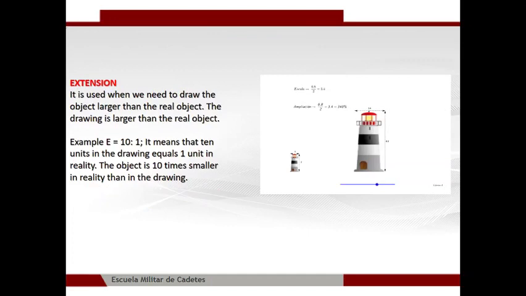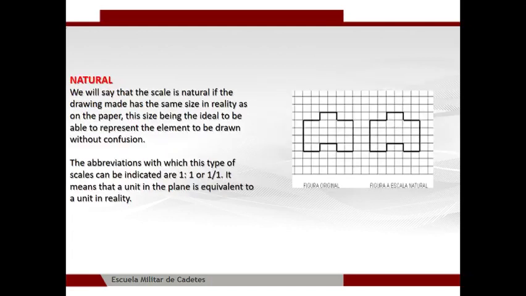Magnification, E greater than 1. The dimensions of the object are too small and the drawing should be enlarged. Small pieces such as those that could occur in watchmaking are excessively small. We would have to expand them. Natural, E equal to 1. The dimensions of the real object and the drawn match.